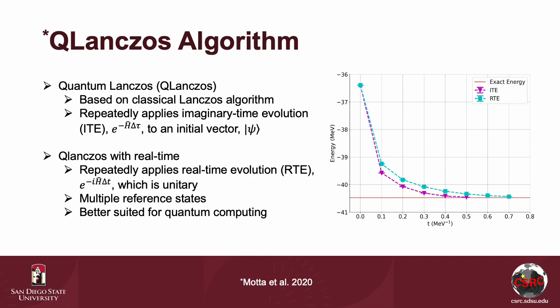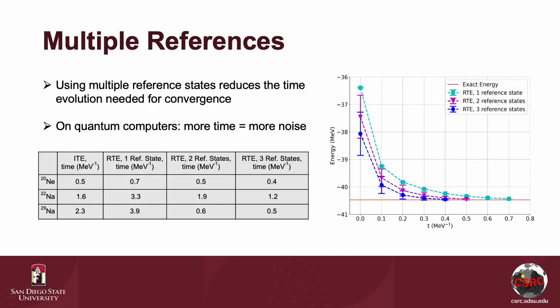So in this figure, you can see a comparison between the imaginary and real-time evolution, which was applied to the isotope neon-20 to find the ground state. So we can see that the imaginary time does converge in fewer iterations. However, the real-time evolution still converges in a reasonable amount of steps. But on quantum computers, more time means more noise.